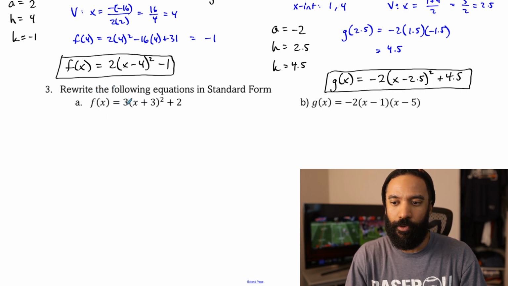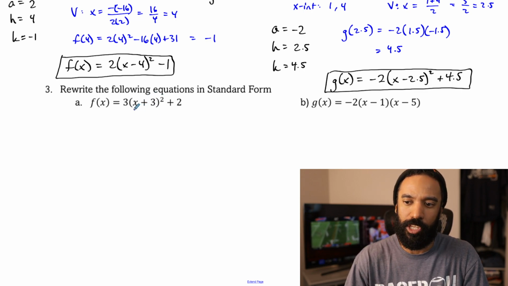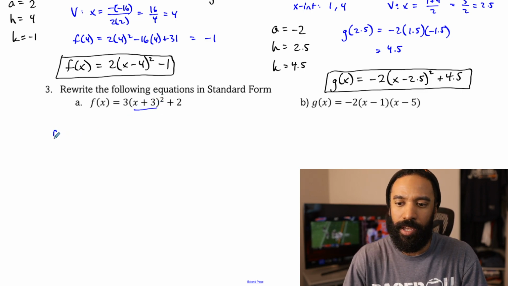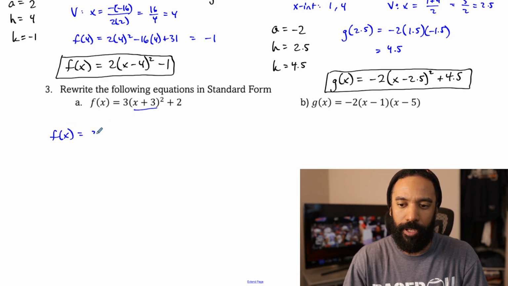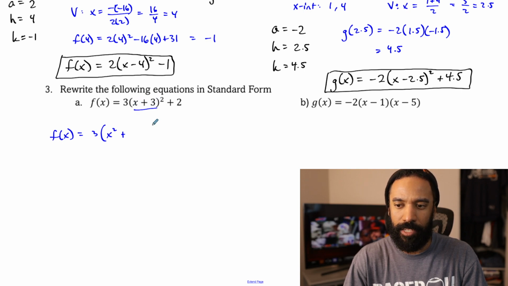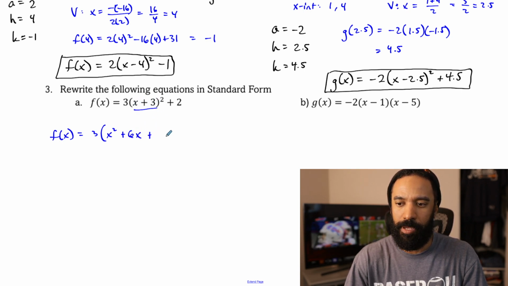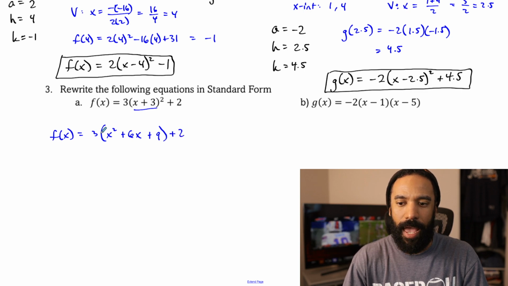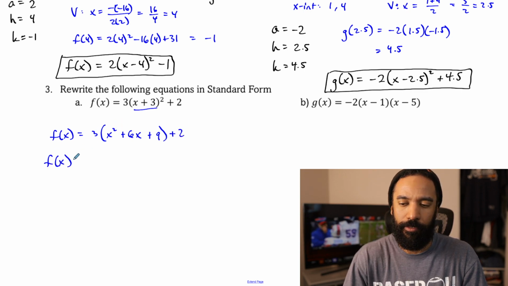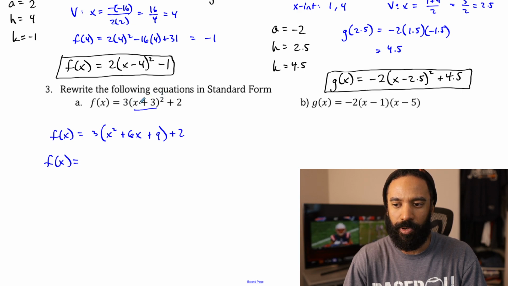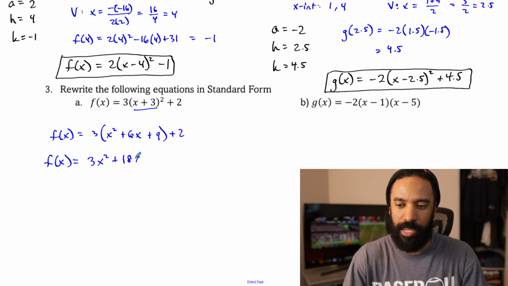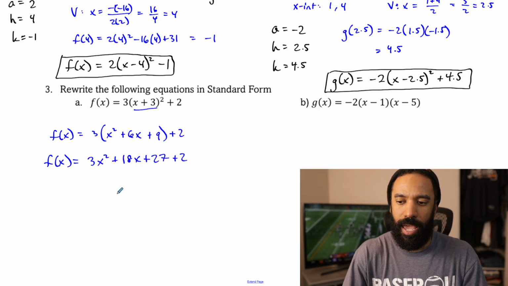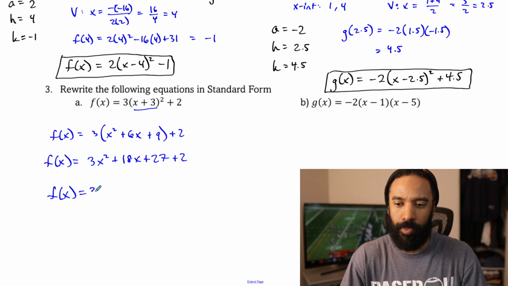All right, rewrite this in standard form. This is just all about expanding this, guys. We begin with this part right here, x plus 3 quantity squared. So any a plus b quantity squared is a squared plus 2ab plus b squared. We're going to double x times 3, which is 6x, plus b squared. 3 squared is 9. Now I distribute the 3. You can't distribute the 3 beforehand because of order of operations, exponents go before multiplication. So now we're going to distribute this here, 3x squared plus 18x plus 27. And 27 plus 2 is 29. So we will get 3x squared plus 18x plus 29.